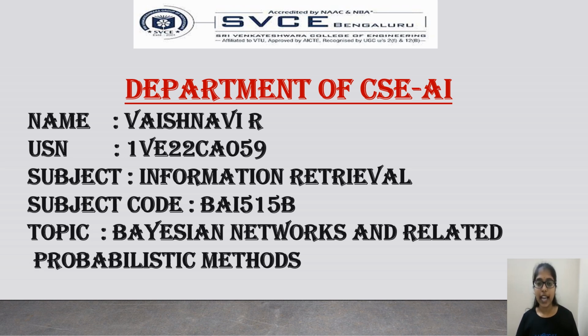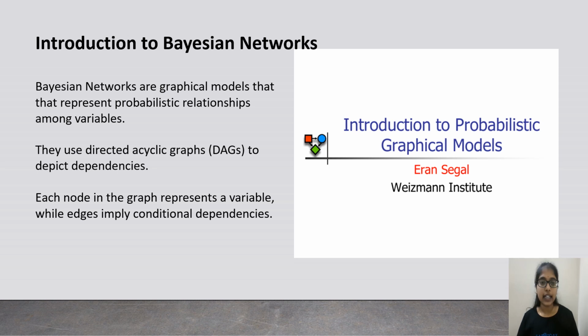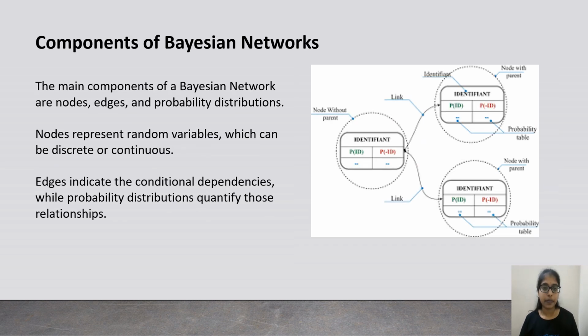Today in this video, I will be discussing Bayesian networks and related probabilistic methods. Let us begin with the introduction to Bayesian networks. Bayesian networks are graphical models that represent probabilistic relationships among the variables. They use directed acyclic graphs, DAGs, to depict the dependencies. Each node in the graph represents a variable, while edges imply conditional dependencies.